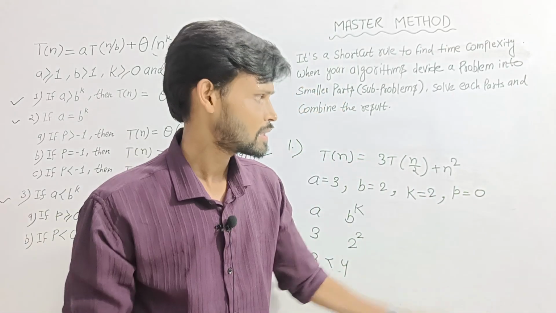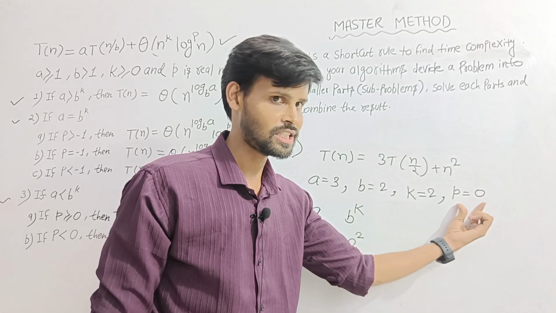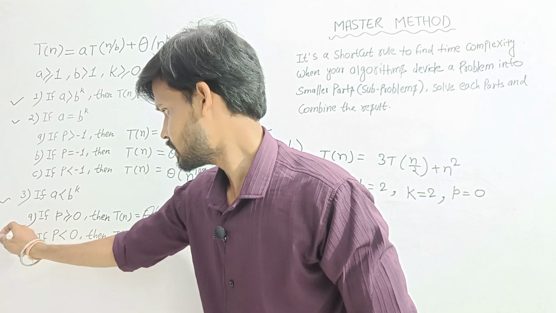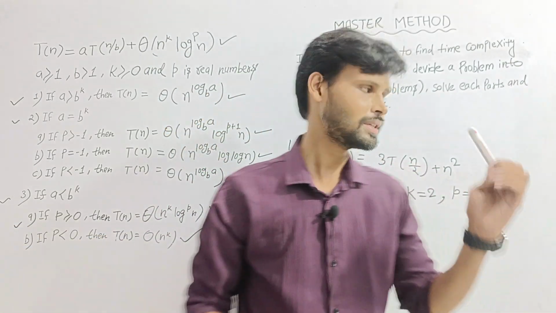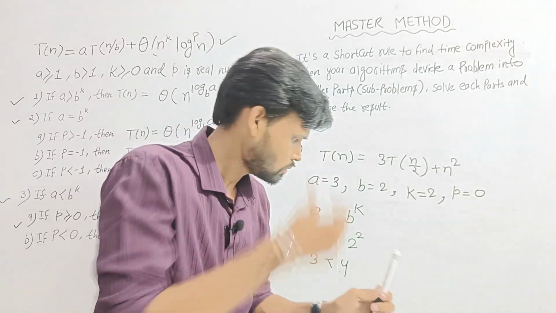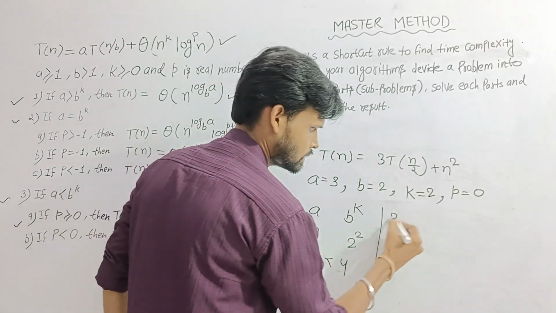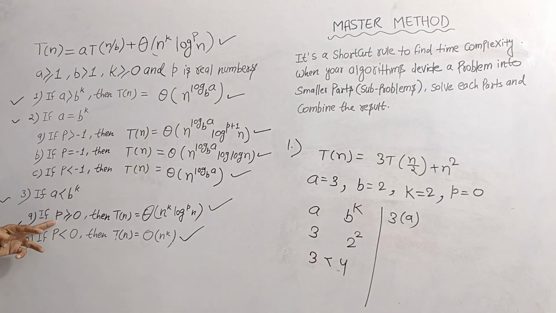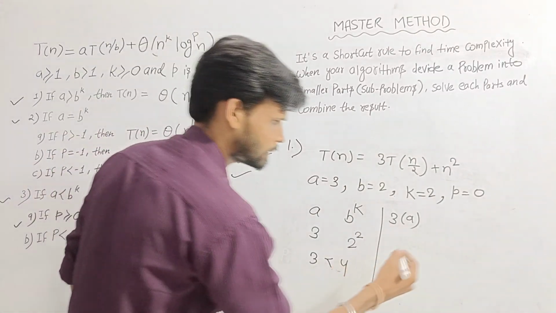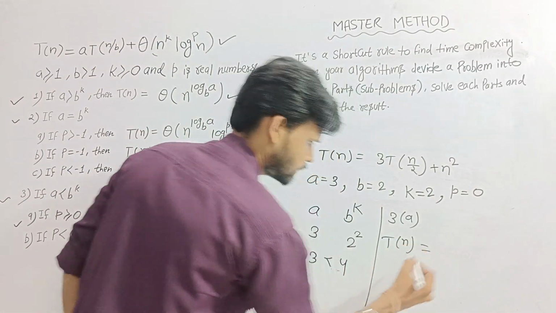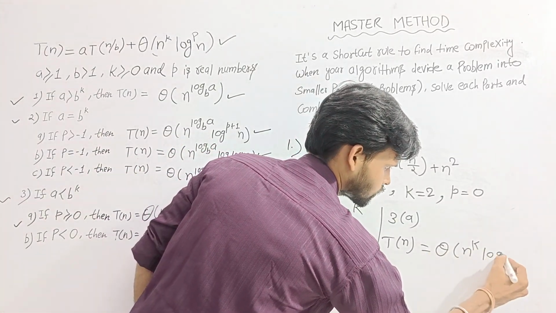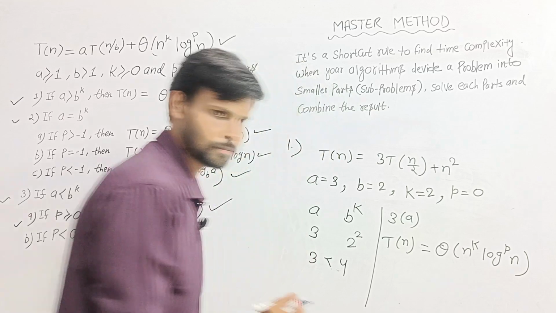Okay, so here in this case you can see, what is the value of p? That is 0. Here p is greater than or equal to 0, so this case will be applicable for this situation. Okay, so we will take case 3a. For 3a, p greater than or equal to 0, we will apply T of n equal to theta of n power k log power p n. Clear?